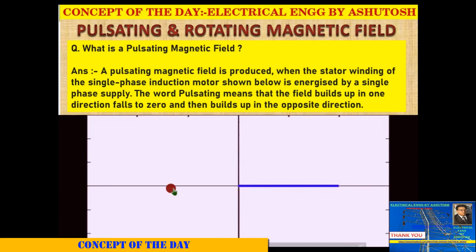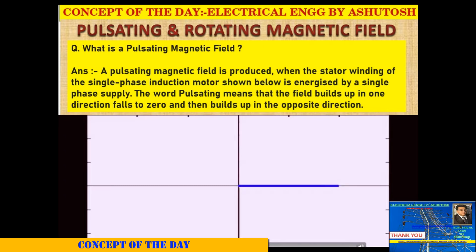You can see what is a pulsating magnetic field, and this is related to single phase winding. So when a single phase winding is provided with a single phase supply, then a pulsating magnetic field is created. That is called a pulsating magnetic field or alternating magnetic field, not the rotating magnetic field.